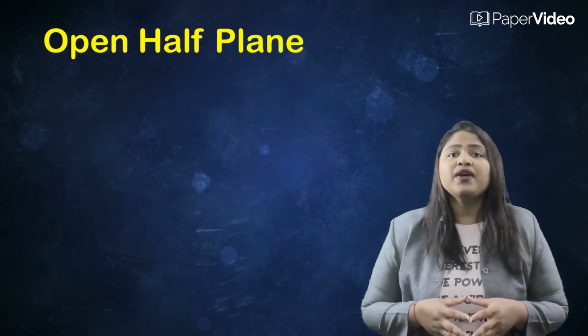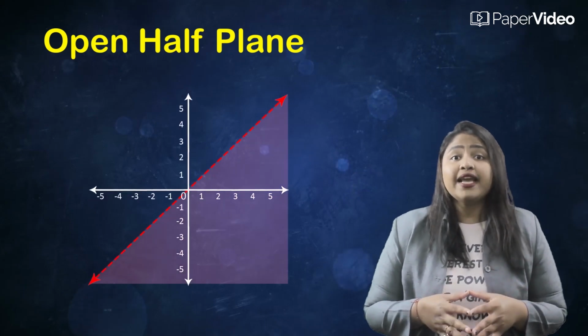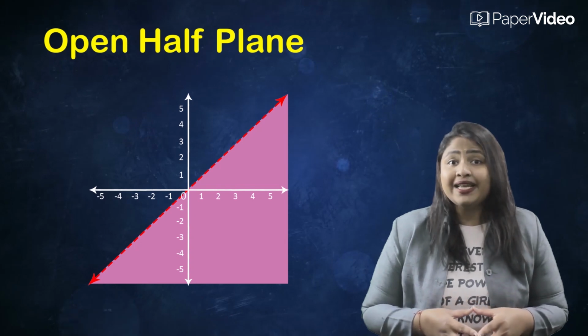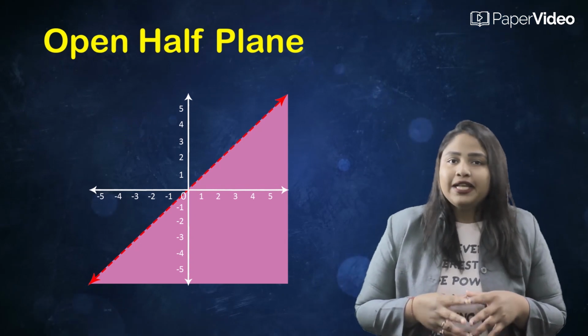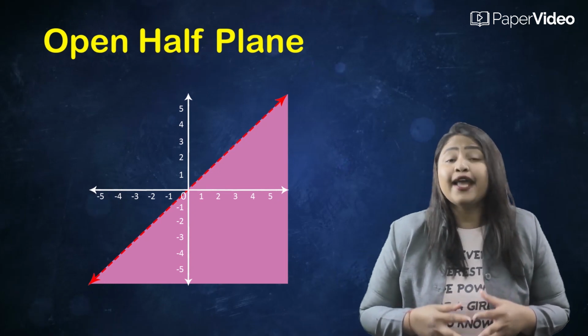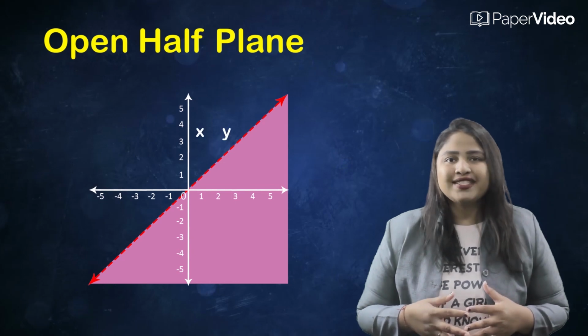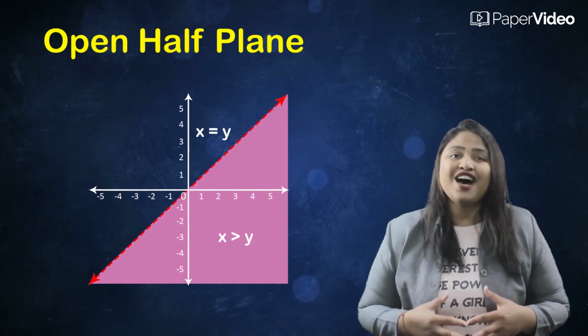Next, we have open half plane. If the points on the line separating the half plane are not included in the half plane, then it is called an open half plane. The graph of a linear inequation involving signs less than or greater than is an open half plane. For example, the solution of x greater than y forms an open half plane. These are some basic terms that are very useful while understanding and solving a linear programming problem.